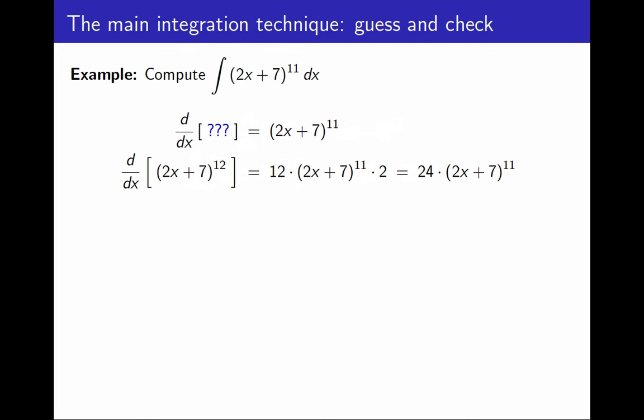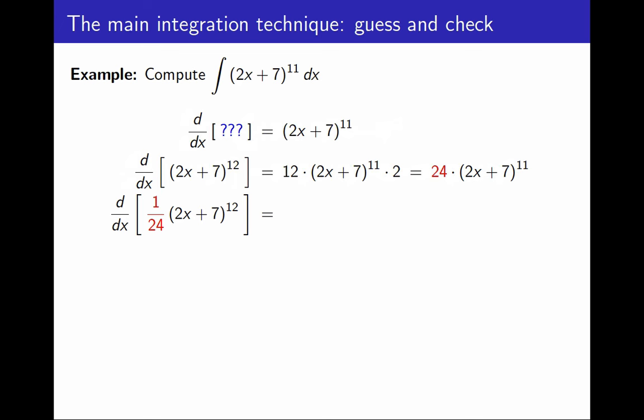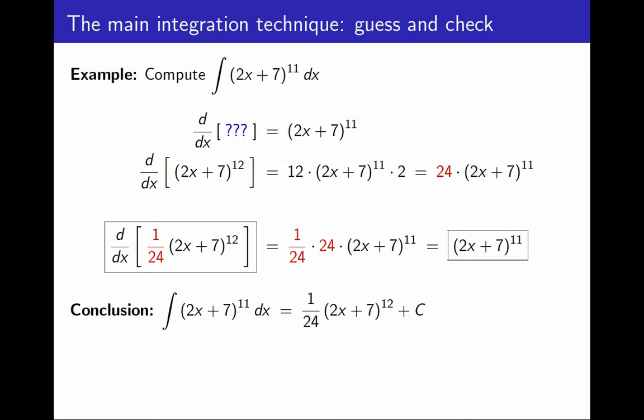I can fix that. If I take the function I tried and I divide it by that 24, that will work, because now the derivative is 1/24 times 24 (2x+7)^11, or (2x+7)^11. It worked. So I found a function whose derivative is what I wanted, and therefore the integral of (2x+7)^11 dx is 1/24 (2x+7)^12 plus c. We're done. This method, even though it seems very rudimentary, is very powerful, and there are a lot of functions whose antiderivatives you can compute this way. In fact, all the integration techniques you will learn, substitution, integration by parts, and so on, are just sophisticated guessing and checking that make the guessing part easier.